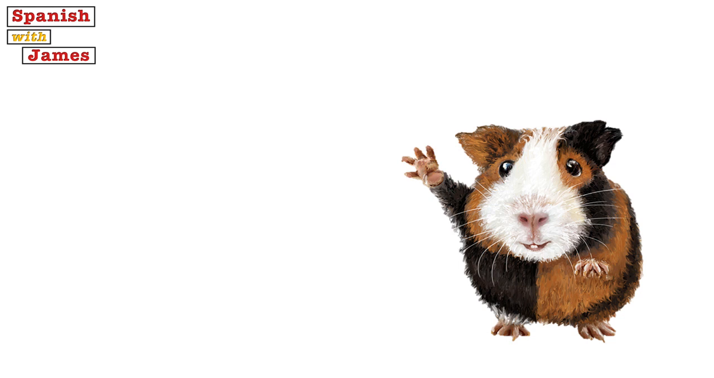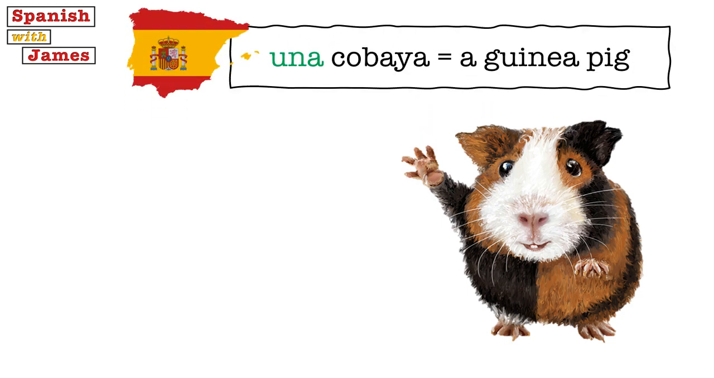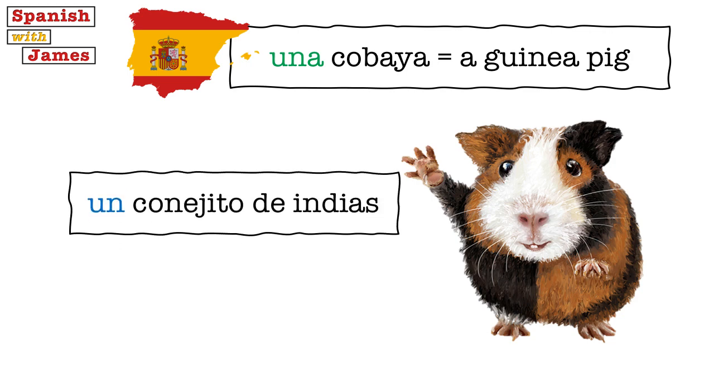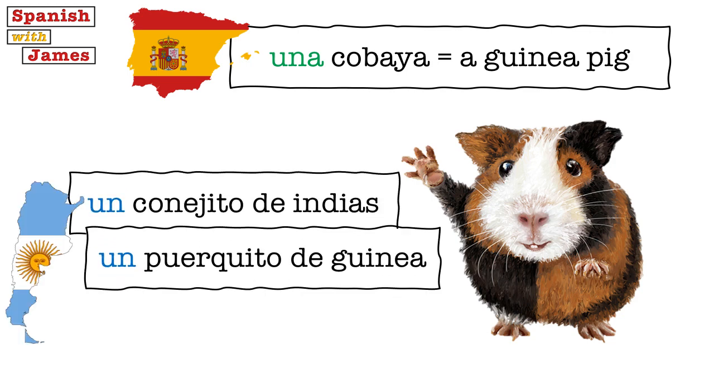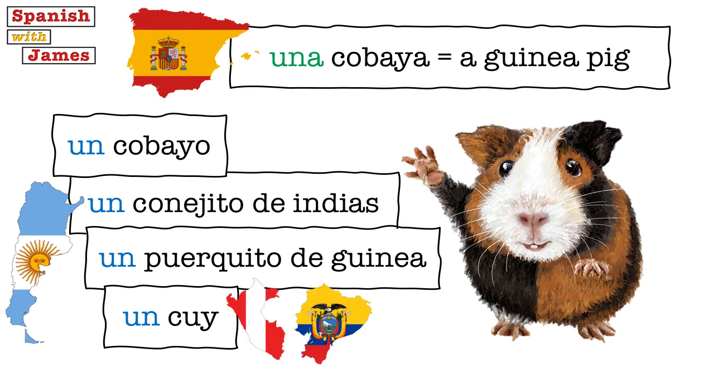Existen muchas maneras de decir a guinea pig en español. So there are lots of ways of saying guinea pig in Spanish. In mainland Spain, you might hear una cobaya. In Argentina, you might hear un conejito de Indias, a little rabbit of the Indias, or un puerquito de Guinea, a little pig of Guinea. So a bit like the English if you translate it literally. You also might come across un cobayo, so the masculine version of una cobaya, and also the word un coy in Peru, Ecuador, y Colombia. Okay, so that's what you might see in the northern parts of South America.